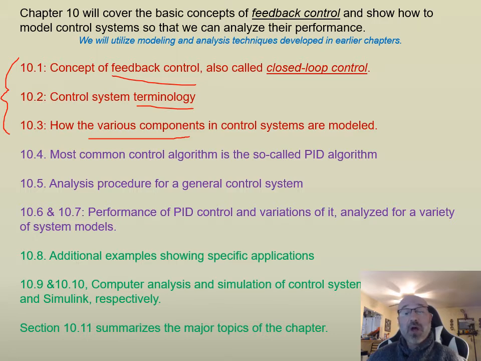And then we're going to move on for 10.4 through 10.7 for our second section of module 10. So this will be 10.2, or 10.4 in our textbook. We're going to take a look at the common control algorithm, also what's known as our PID algorithm there. Then in 10.5, we're going to look at the analysis procedure for general control system. And lastly, for this section here in 10.2, we're going to look at sections 10.6 and 10.7 in our text. We're going to be getting more into the performance of the PID control and variations of it.